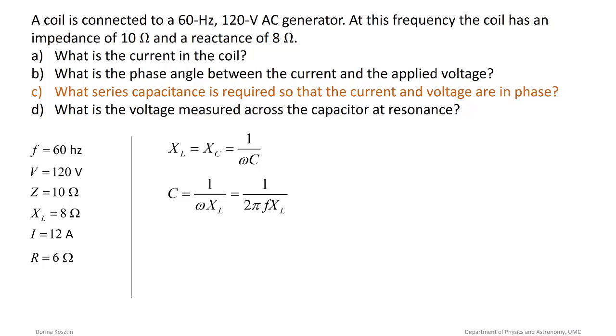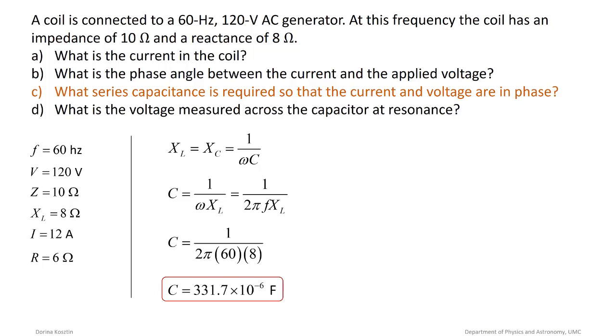And all we have left now is to replace the numbers given to us. The capacitance is equal to 1 over 2 pi, the frequency f is 60 Hz, and the reactance for the inductor is 8 ohms. And we obtain a value of 331.7 times 10 to minus 6 farads for the capacitance that is required to be connected in series with this coil such that the current and voltage are in phase.